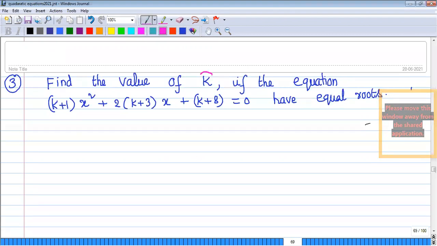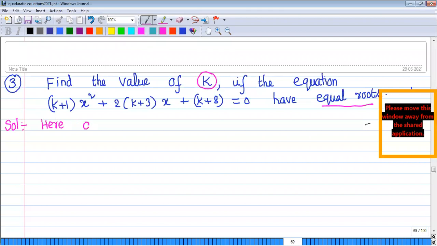See, you need to find out the value of k if the equation has equal roots. Equal roots means b square minus 4ac is equal to 0. That's all. So that means here a equals to k plus 1, b equals to 2 times k plus 3, c equals to k plus 8.